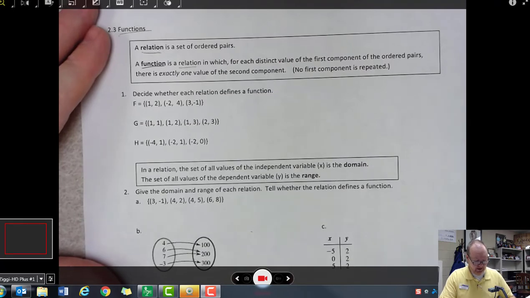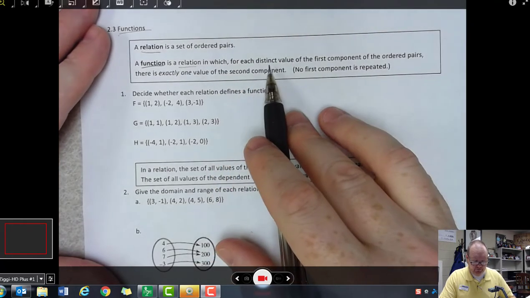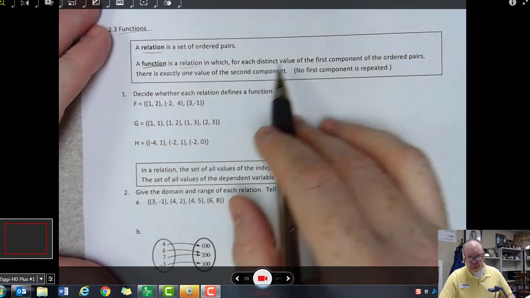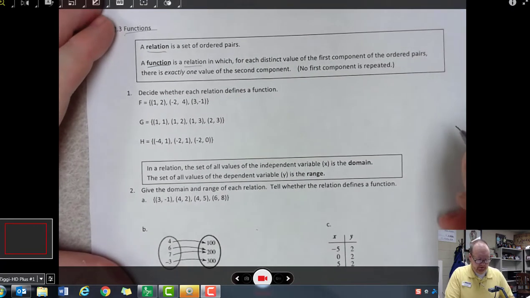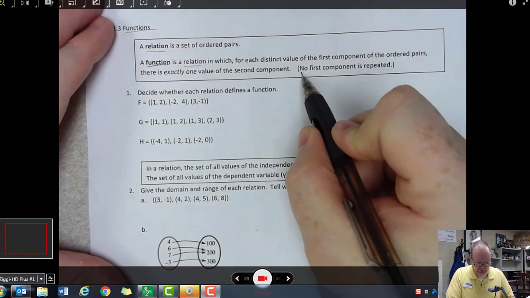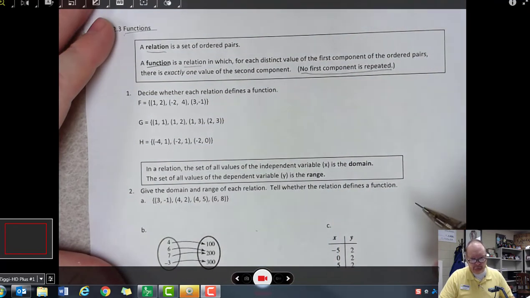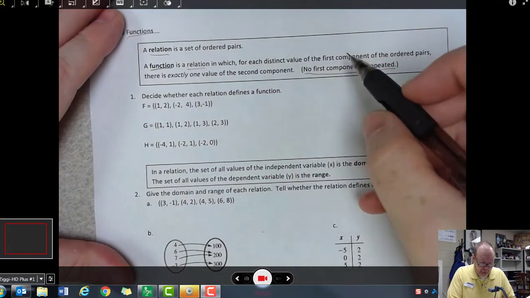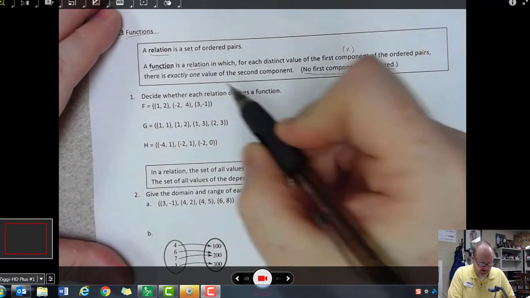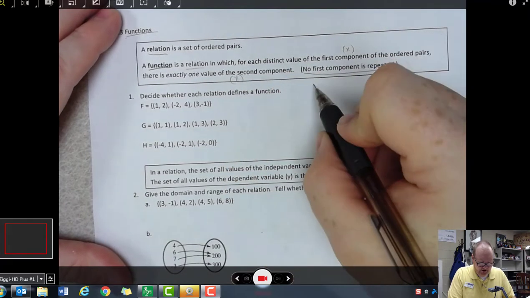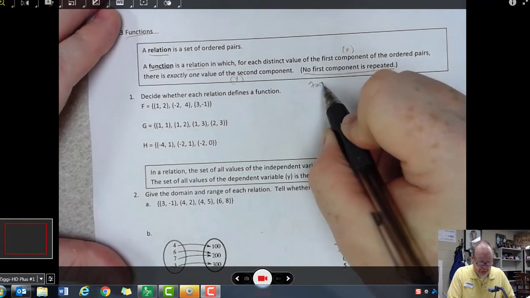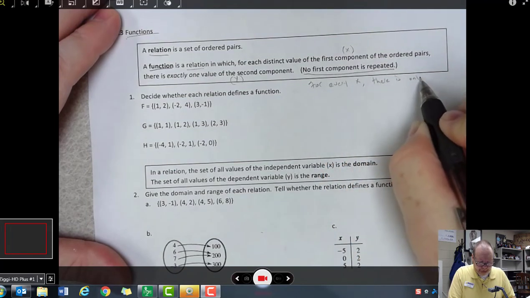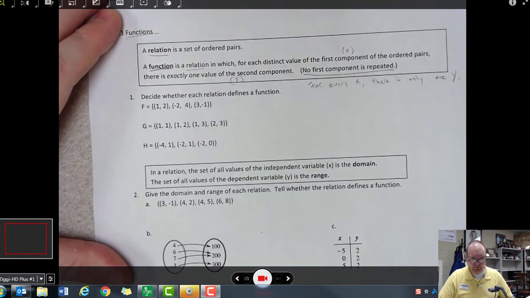At any rate, a function is a relation in which for each distinct value of the first component, there's exactly one value of the second component. We're going to give those components some names in just a moment. But kind of the gist is that what makes something a function is that no first component can be repeated. Now, since I'm dealing with ordered pairs, we can generally think about that first component as x and that second component as y. So you may have heard a definition of a function before that says for every x, there's only one y. For every x, there's only one y value.